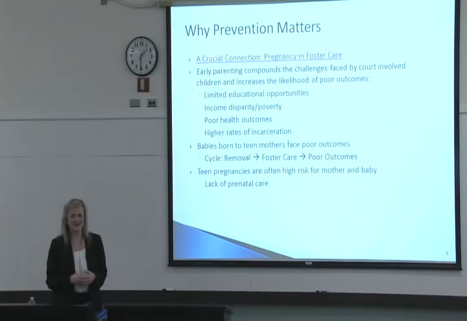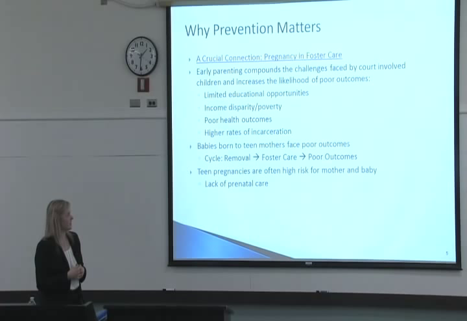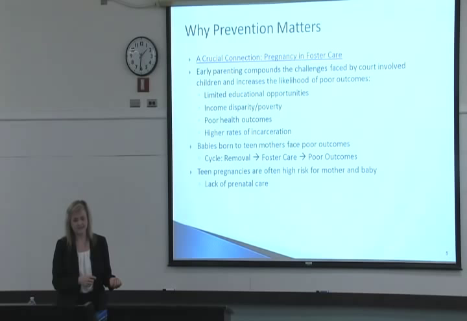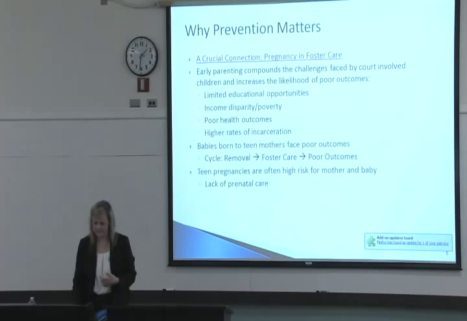But when kids become parents at young ages, all of these things just become that much more likely that the kids will experience. And we also know that the babies that are born to these teen mothers face poor outcomes, and this is in large part because of the cycle. They get removed from their teen mother, they go into foster care, and then they experience those same poor outcomes. And finally, even if the baby doesn't get removed, it could be that the baby will have a very poor health outcome simply because of a teen pregnancy being very high risk, mom not necessarily accessing prenatal care in the way that she could or should.